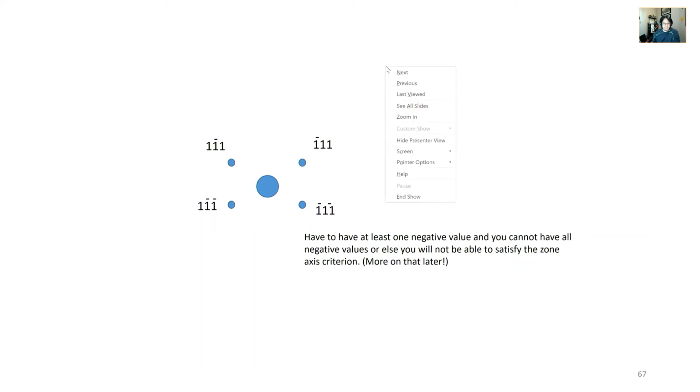So we want to start assigning positive and negative signs to the numbers. And so there are some rules. You have to have at least one negative value in your numbers here. And this is because we need to satisfy the zone axis criterion. So we have to have at least one negative number in our indexing, or we won't satisfy the zone axis criterion. And again, we'll see it in a little bit.